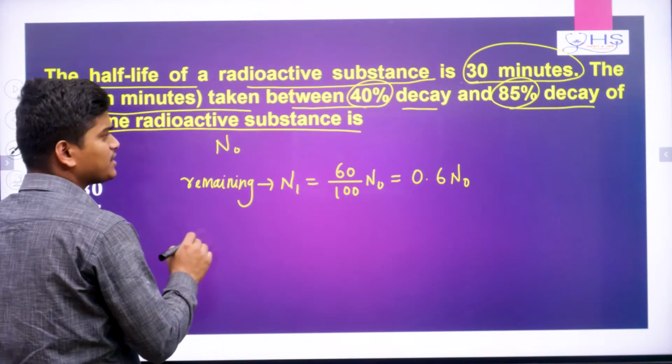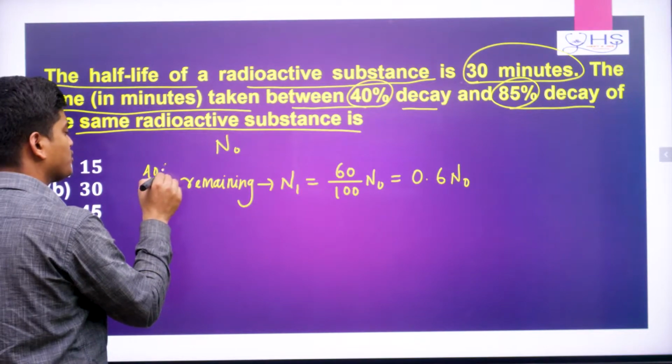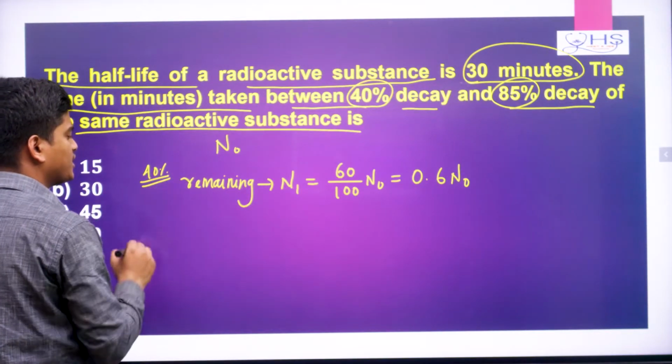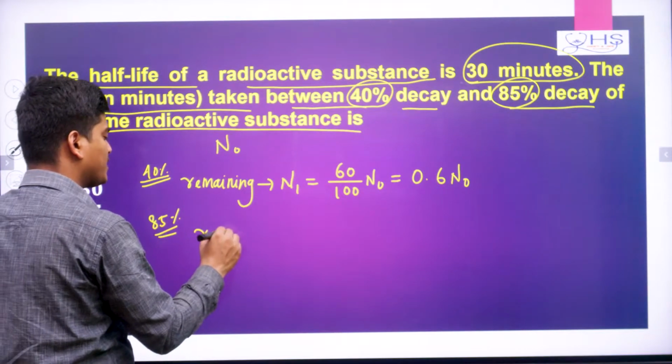Now similarly see, when 85% decay happens, remember this is after 40% decay. After 40% decay, when 85% decay happens, after that what is the remaining?